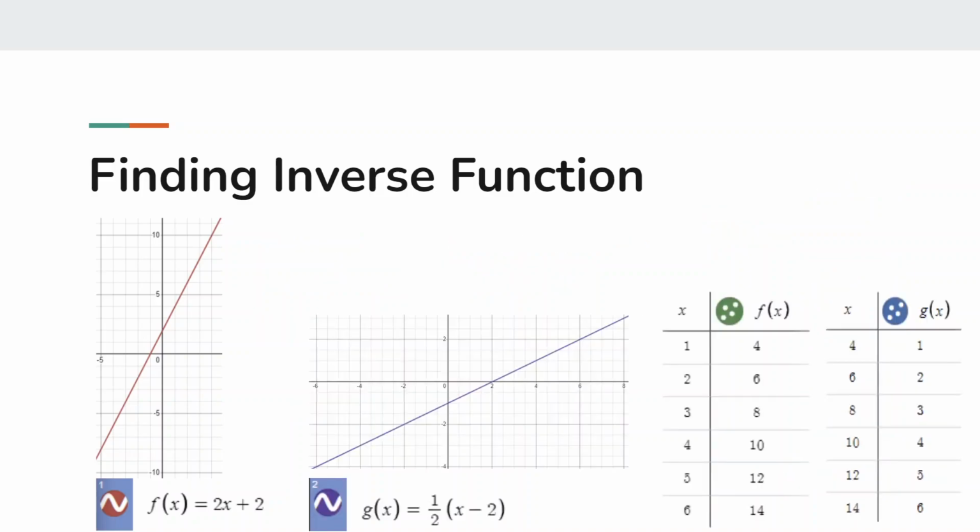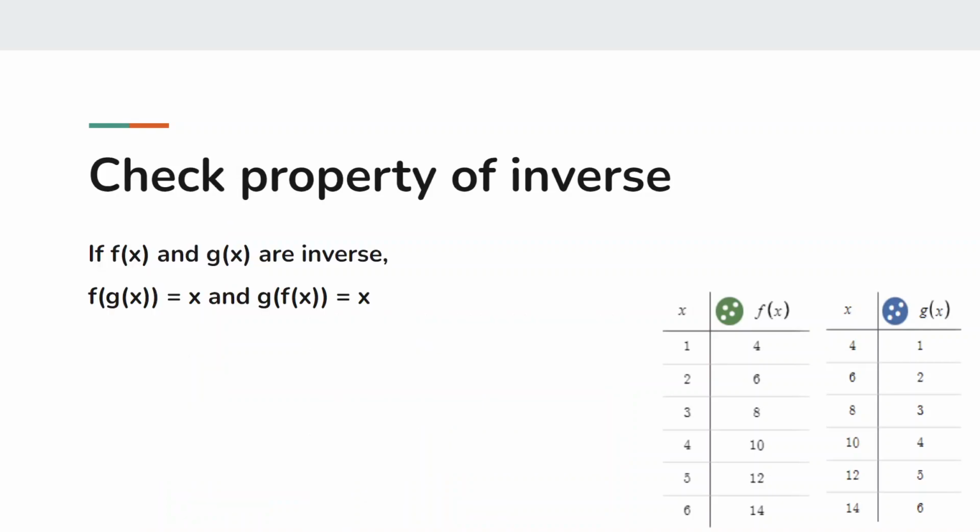Here's the graph of two functions and the table of values for each function, where g of x is an inverse of f of x. Let's check the property of inverse. Recall the information from our intro to inverse function video. If f of x and g of x are inverse to each other, then f of g of x and g of f of x are both equal to x.